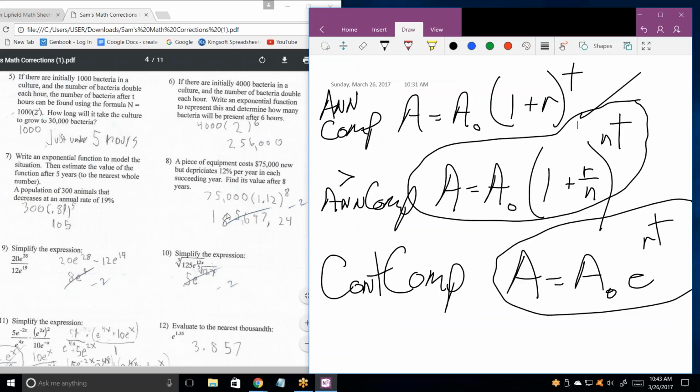Most of these classes tend to treat this with annual depreciation using this first formula, not the last one. But the fact is that she marked your answer wrong, but she didn't mark your setup wrong. And she should have, even if you were using continuous. But I don't believe she said to use continuous. And it's not clear. Once again, this problem could have been stated a little bit better.